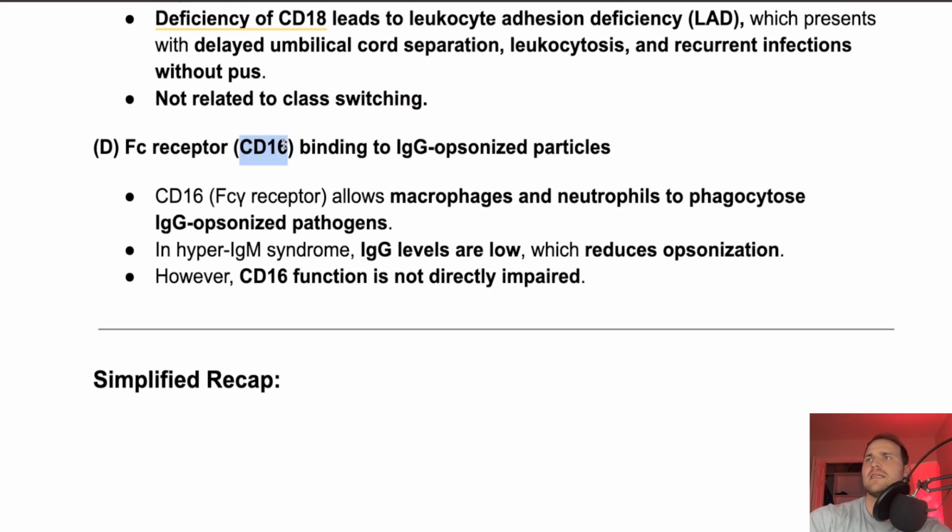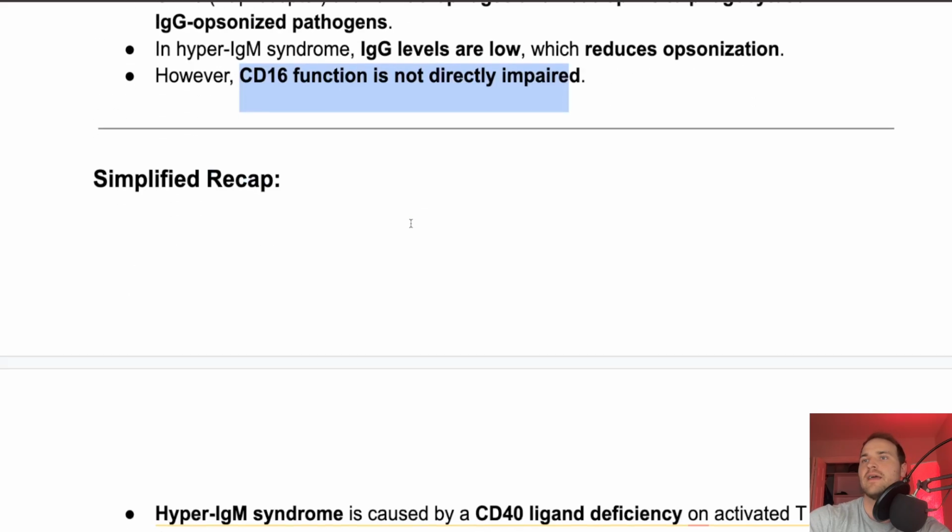Fc receptors, CD16, binding to IgG opsonized particles. So CD16 allows macrophages and neutrophils to phagocytose IgG opsonized pathogens. And here the IgG levels are low, and so there's reduced opsonization. So the CD16 is not directly impaired in this. Okay, so hopefully this is helpful.